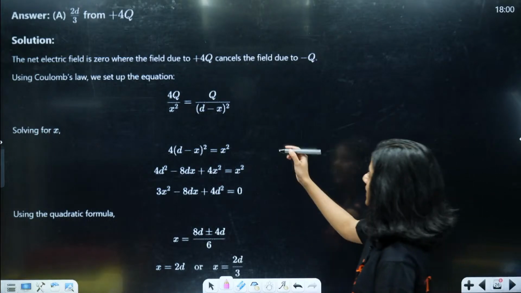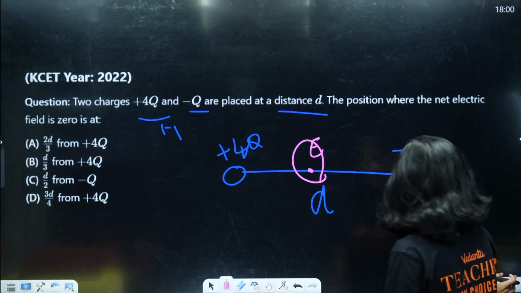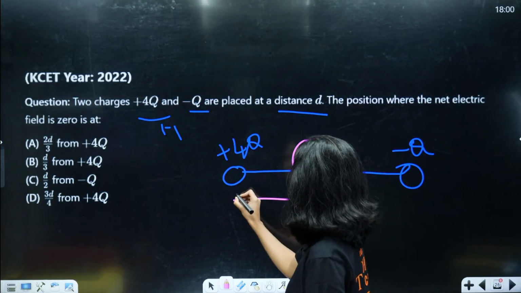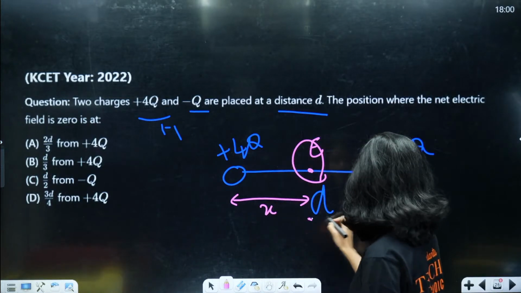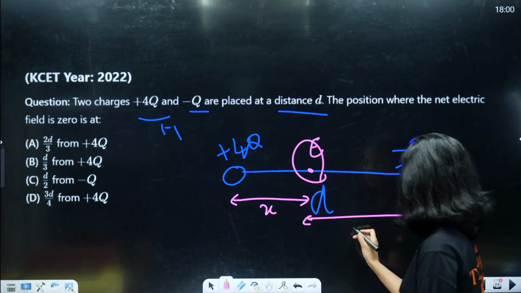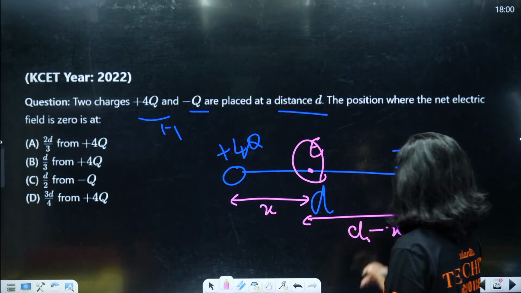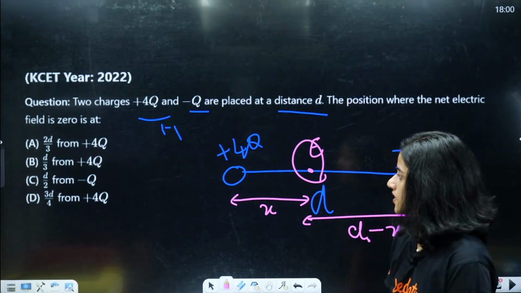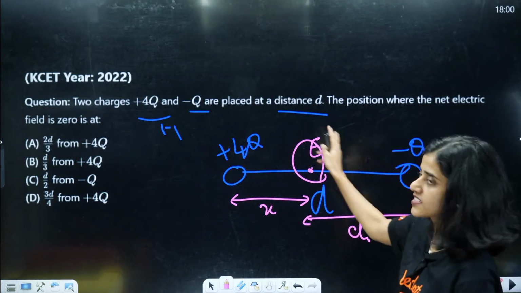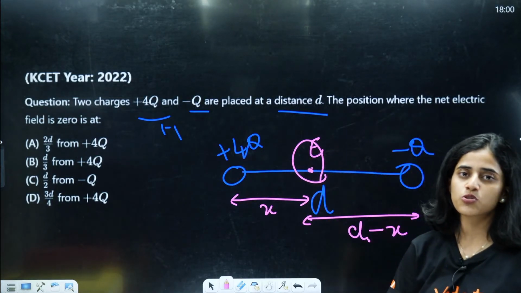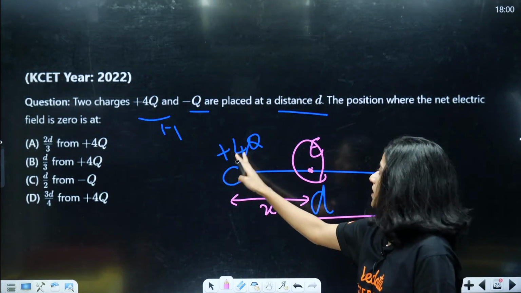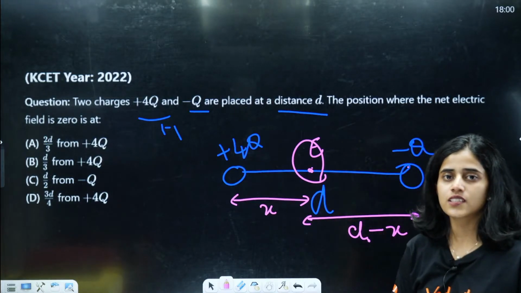So let's do that. Now we will take this distance as x. The total length is d, so if this part is x, then the other distance will be d minus x. So the central point is at a distance x and d minus x from the two charges. Now you just have to use Coulomb's law on both the charges, plus 4q and minus q. So let's do that.